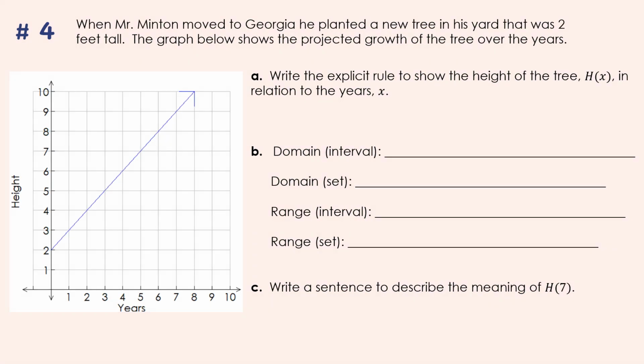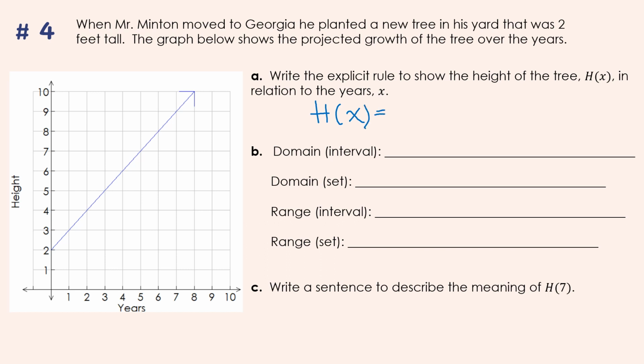All right, for our last problem, we are looking at Mr. Minton, who planted a tree in his yard when he moved to Georgia. The tree he planted was 2 feet tall, and our graph is showing the projected growth of the tree over years. So the first thing we're going to do is write our explicit rule, and it says h of x, so the height after x years.